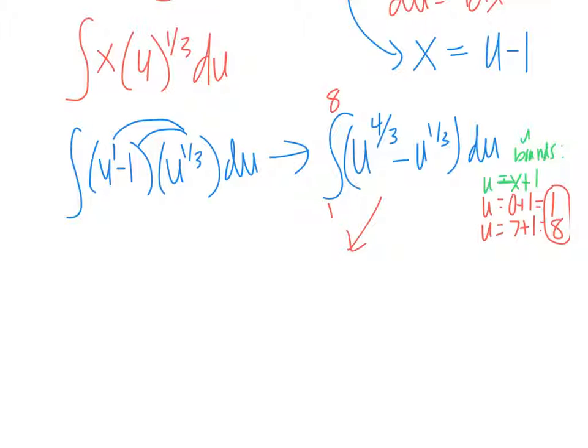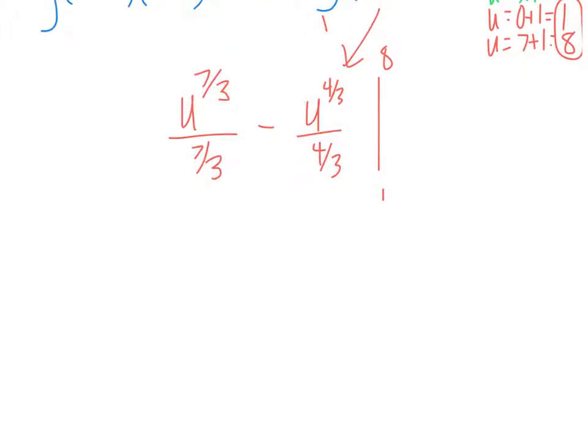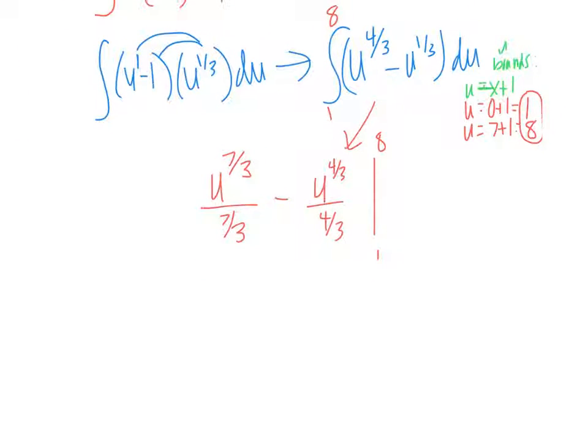So if I take the integral of that, I'm going to add 1, which would be 3 over 3. So I'm going to have u to the 7/3 over 7/3 minus u to the 4/3 over 4/3. And I'm integrating this from 1 to 8. I'm going to clean up these fractions a tiny little bit so we can tell what's going on a little better. This is 3/7 u to the 7/3 minus 3/4 u to the 4/3 from 1 to 8.